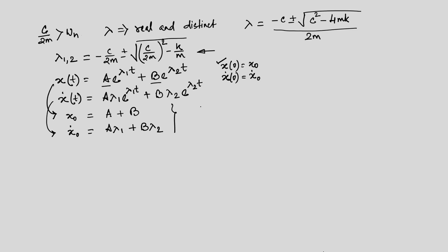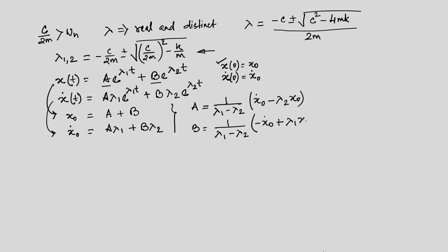I just write the solution for A and B and leave it as a home task. You can just try it at your end. So, it will be A equal to 1 by lambda 1 minus lambda 2 within bracket, and B will be equal to 1 by lambda 1 minus lambda 2, then within bracket minus x naught dot plus lambda 1 x naught.